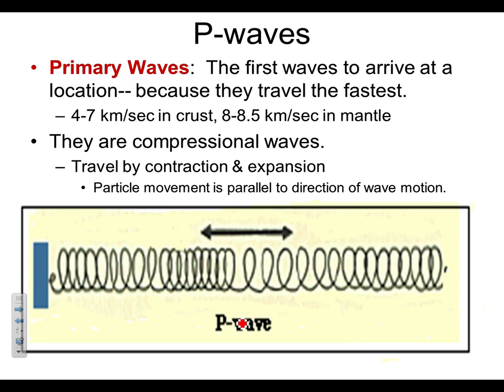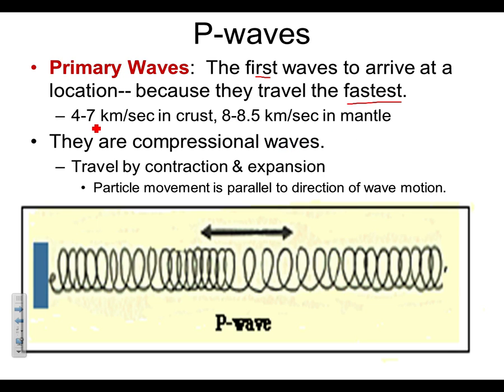The first ones are the P waves. The P stands for primary. Think of the word primary. Primary means first. These are the first waves to arrive at a location. Why are they the first waves? Because they're the fastest. How fast are they? Really fast. In the crust, they're about 4 to 7 kilometers per second. In the mantle, 8 to 8.5 kilometers per second. In the core, they're even faster. I don't have the number for that here.